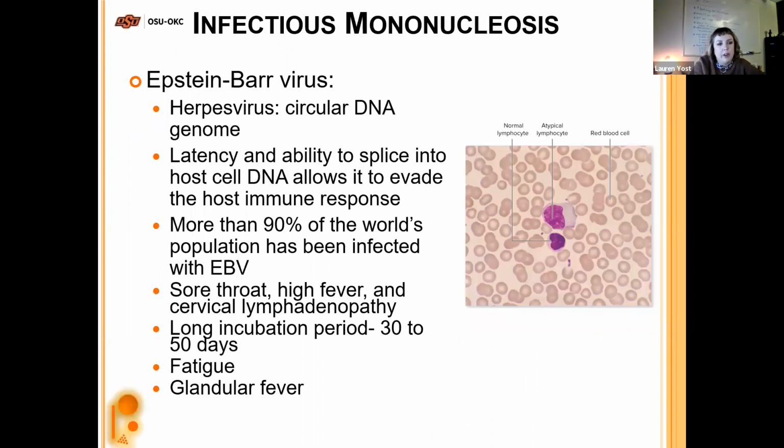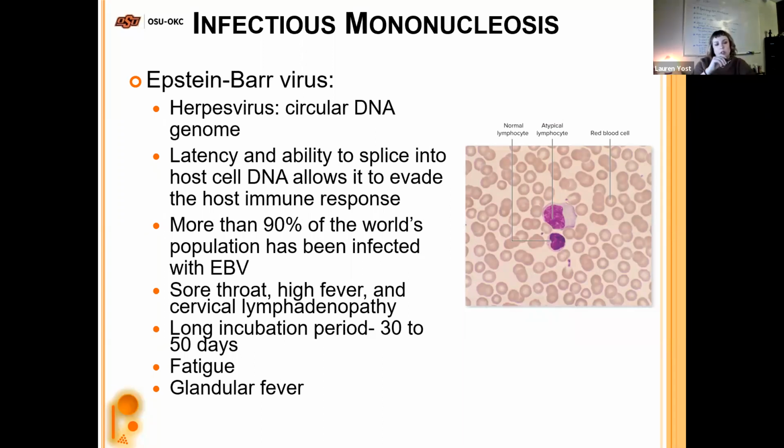All right, moving on to mono. It's caused by Epstein-Barr virus, which is a herpes virus. It has a circular DNA genome. It can become latent and hide out in the host cells, and it'll splice into the host cell DNA, and that allows it to evade the host's immune response for a long period of time. About 90% of the world's population has been infected with EBV.